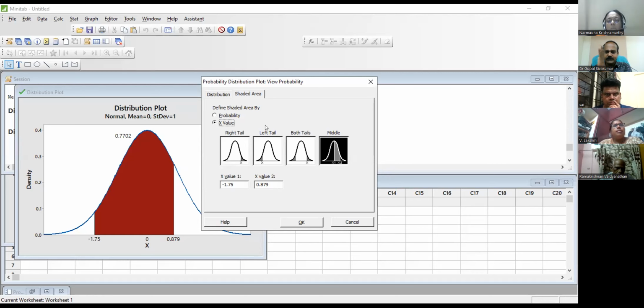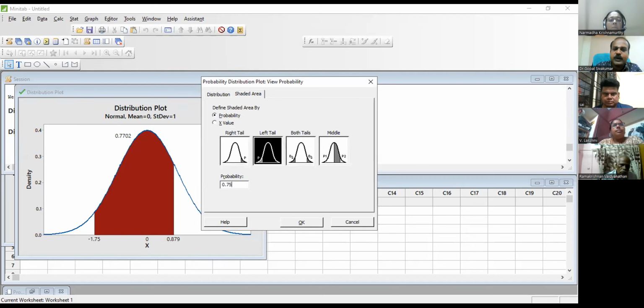Yes, Q3 means a point with 75% below and 25% above. Let us choose the left tail. That means below area we have to declare. I know only the probability, but not the X value. So I click probability, choose left tail. What will be the probability below that point? 0.75.